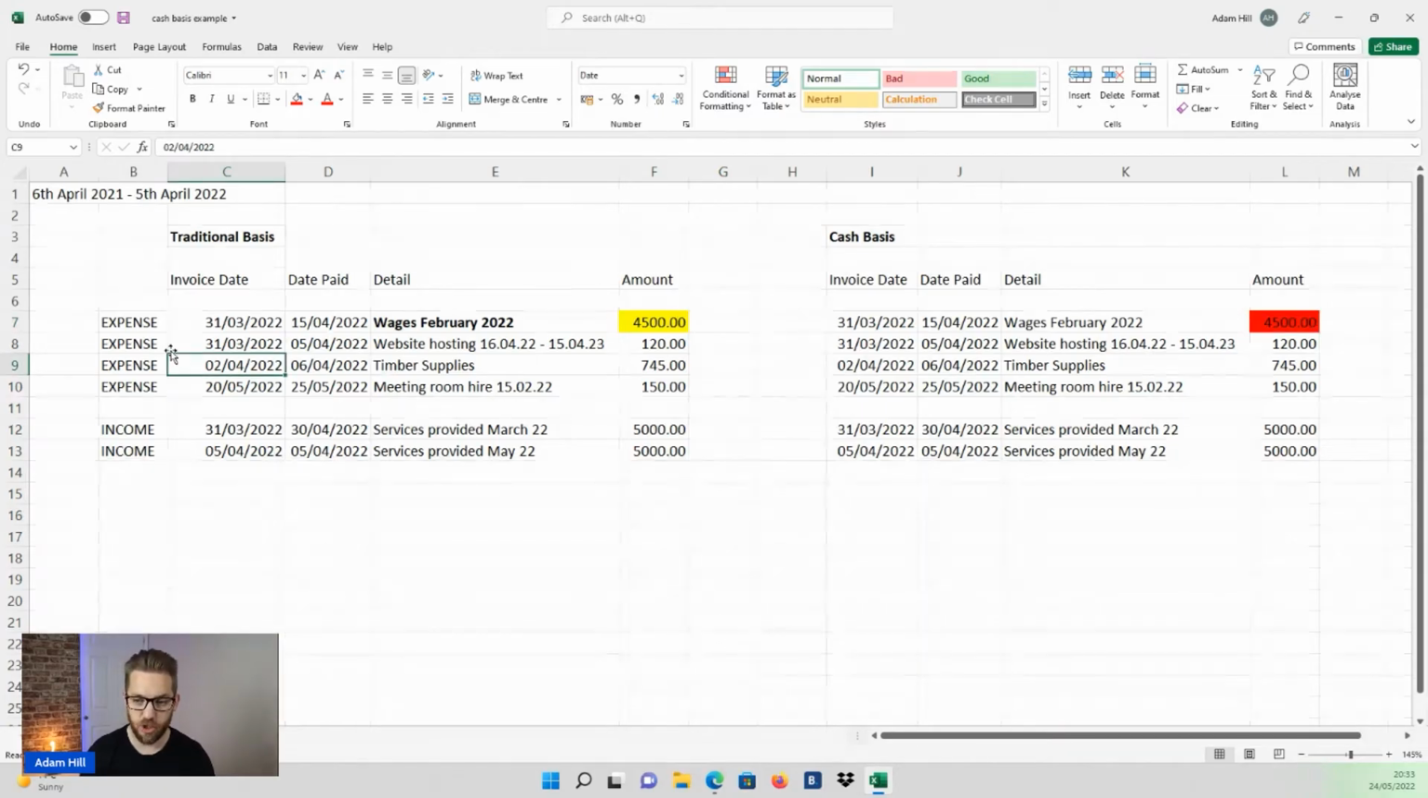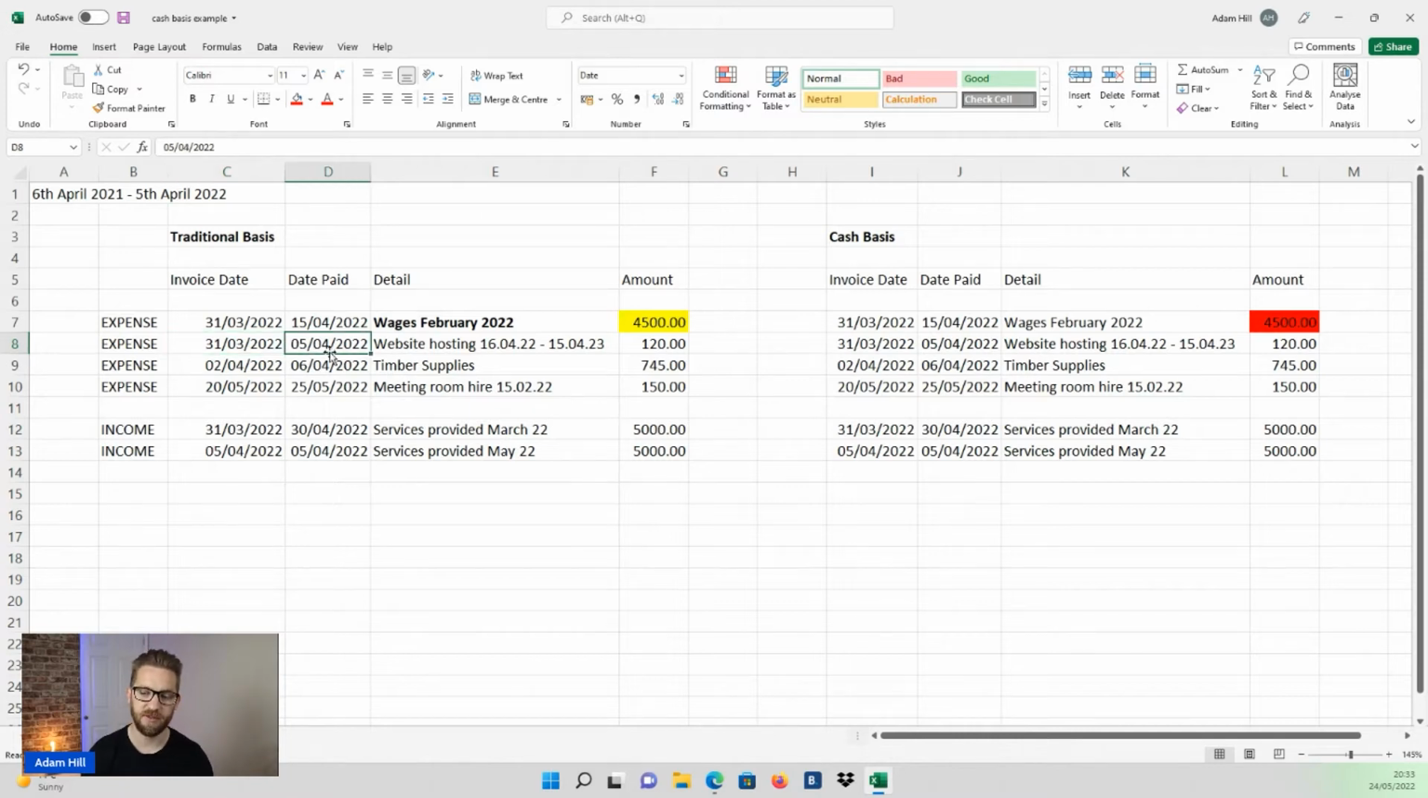The second transaction, we have an invoice dated the end of March, again paid on the 5th of April, which is within our accounting period. It's on the last day of the accounting period. But you can see that in the detail, this invoice is for a future period. So it's our website hosting for next year, 16th of April 22 through to the 15th of April 23. Okay, so that's in a future period. So that future period doesn't fall within our accounting period here. So under traditional accounting, we wouldn't include that figure in our expenses. Under the cash basis, we don't care about the invoice date.